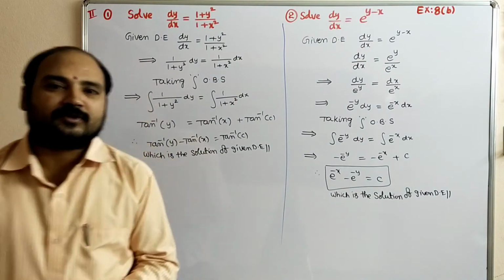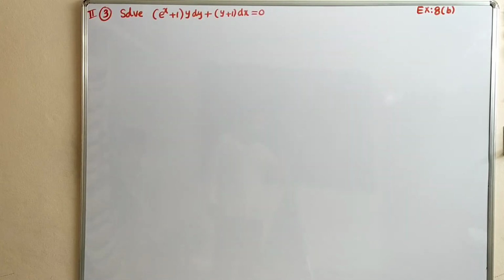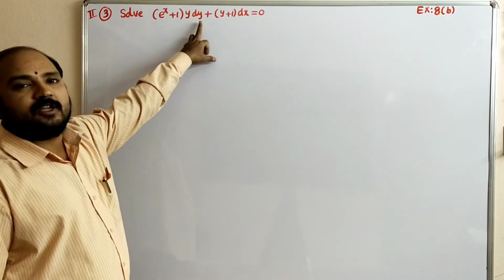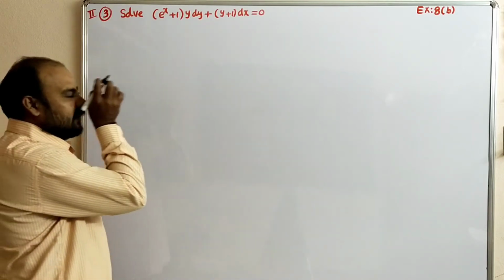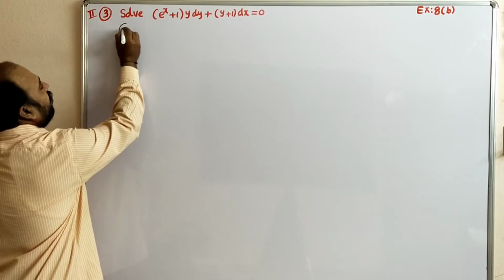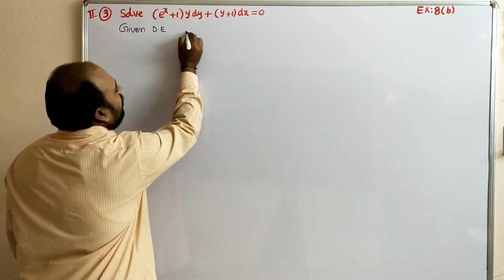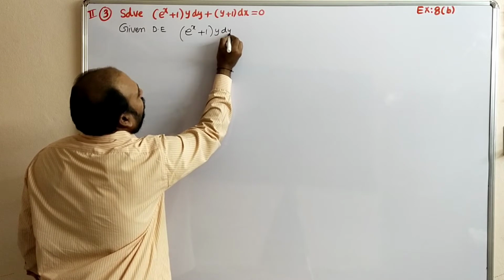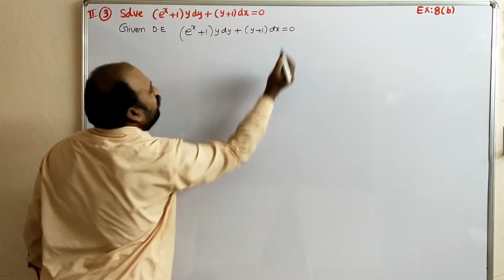We'll move to the next question. The next question: solve e power x plus 1 into y dy plus y plus 1 into dx. So first, the given differential equation: e power x plus 1 into y into dy plus y plus 1 into dx equal to 0.